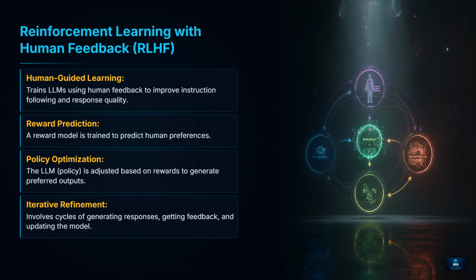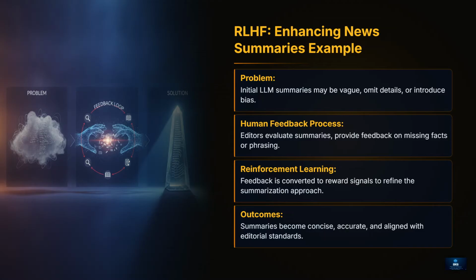Consider a real-world example, generating news summaries. An LLM might initially produce summaries that are too brief, miss key information, or even contain biases. With RLHF, editors review these summaries, highlighting issues like missing facts or awkward phrasing. This feedback is then translated into reward signals. The LLM uses these signals to adjust its summarization strategy, leading to outputs that are more accurate, concise, and adhere to journalistic standards.